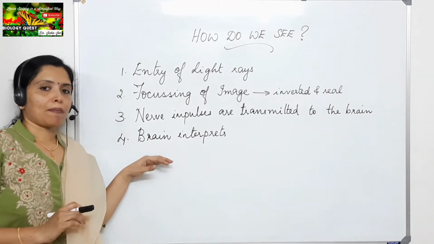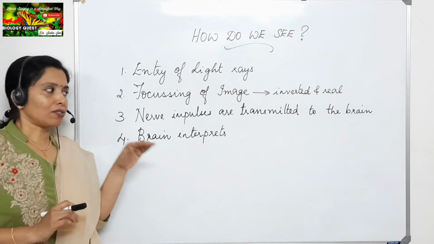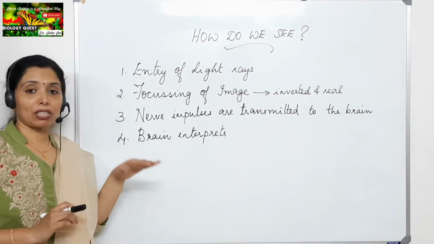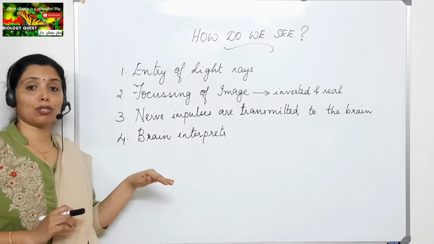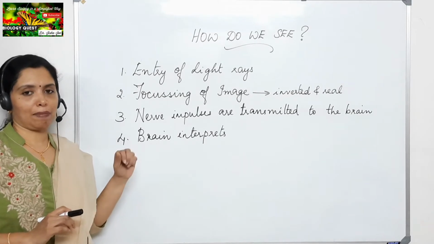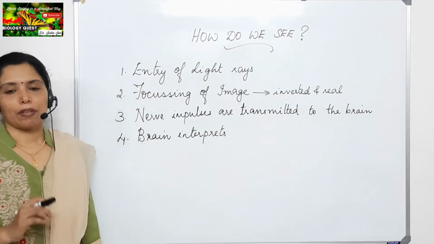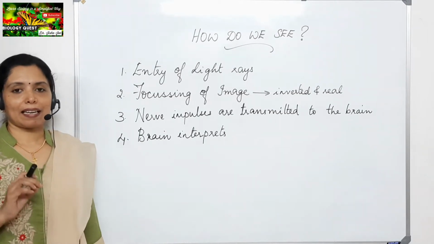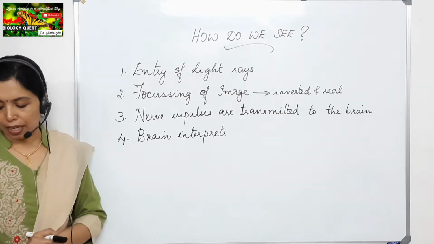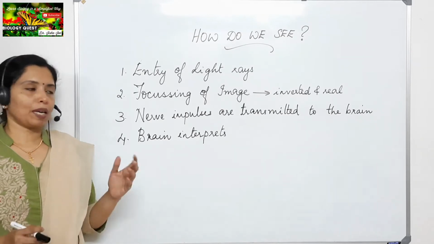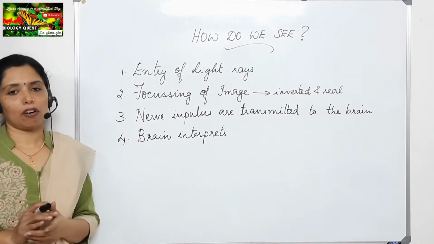And the fourth step is that once the impulse reaches the brain, the brain is able to interpret the image. Even though the image formed is real and inverted, the brain interprets it as an upright object. Okay, and that is how we are able to see an object.